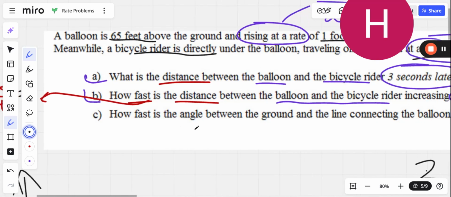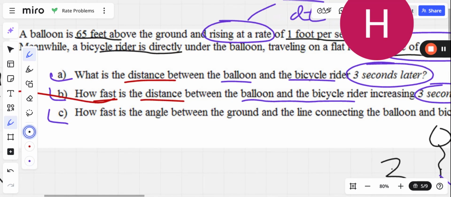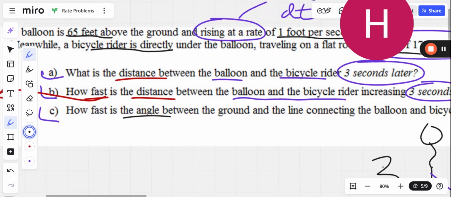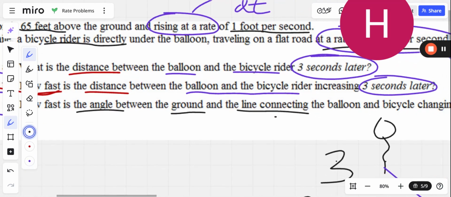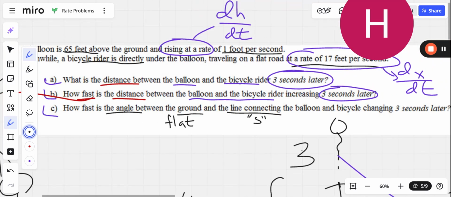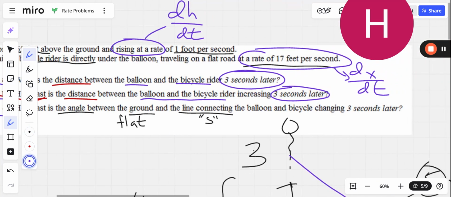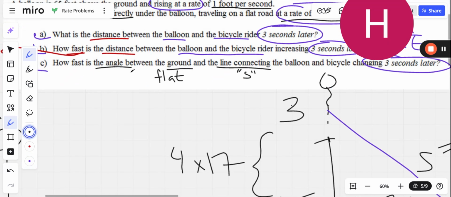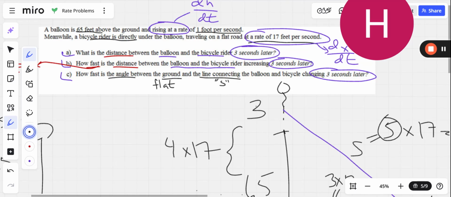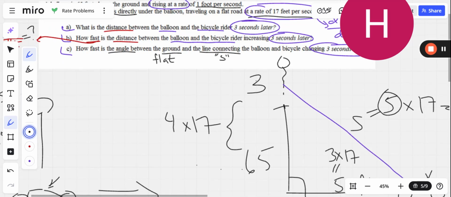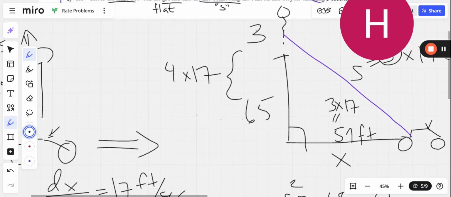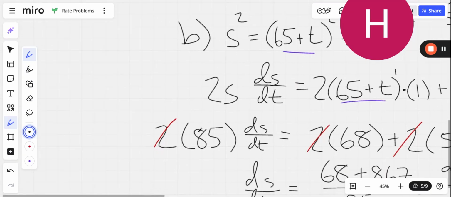Let's look at part C, kind of an interesting different question. How fast is the angle between the ground and the line connecting the balloon changing? So this is S, and this is flat ground. I'll just put flat, and I'll put S right here. How fast is that angle changing? Again, 3 seconds later, so it's basically at the same moment in time. Well, we need a description of the angle, and we need to relate two things that are changing, right? So how would we represent the angle and take into account everything that is changing? We could use the tangent ratio.